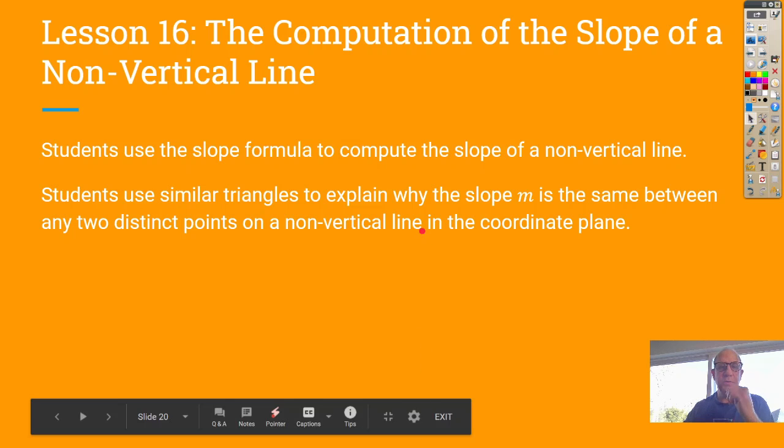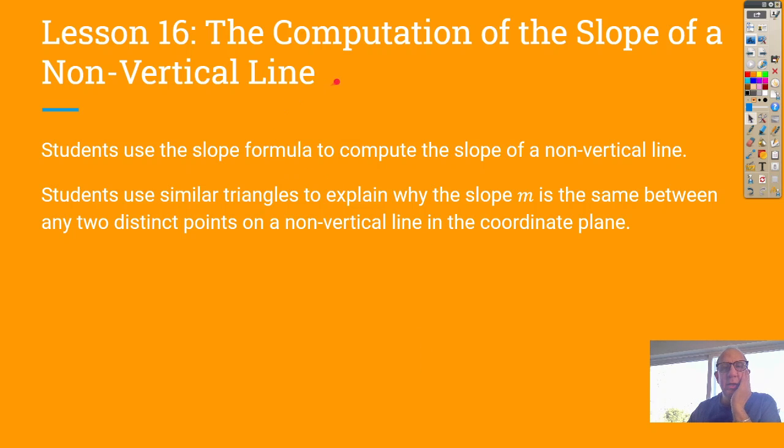Hello students, welcome to lesson 16, the computation of slope of a non-vertical line. So we are going to use the slope formula to compute the slope of a non-vertical line. That is a line that is not straight up and down. Vertical means straight up and down. We're going to do everything that isn't straight up and down has a slope.